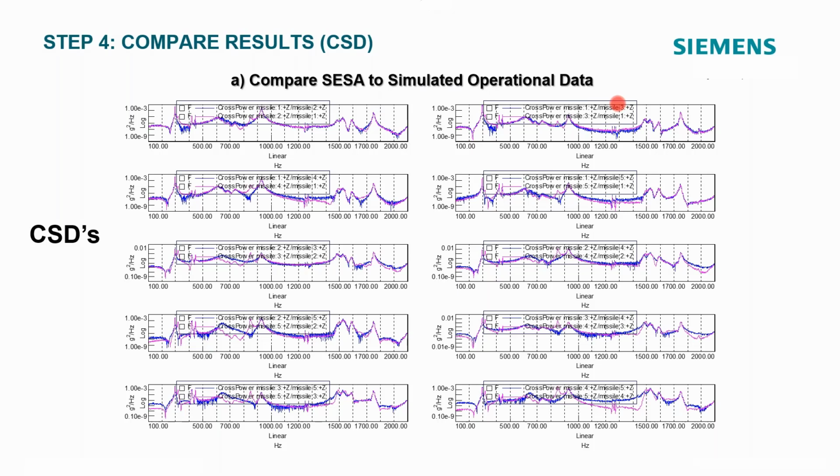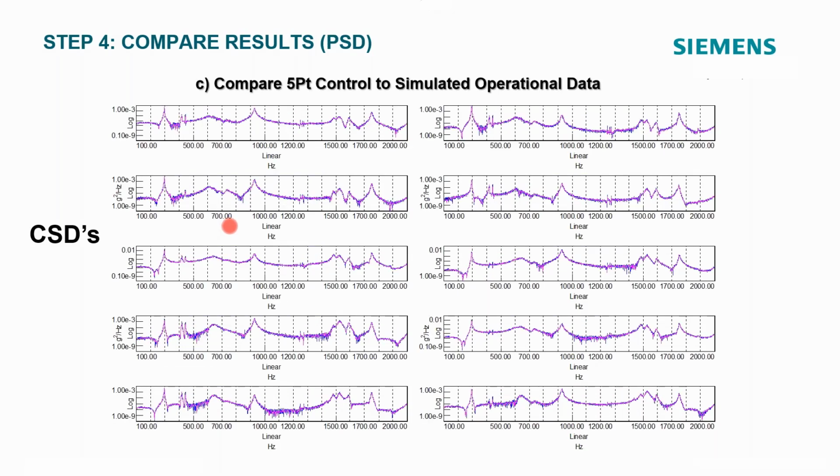In the first case we've got good control between shaker 1 and point 1, but if we look at the CSDs between all those other points, we can see some severe over testing and under testing at those other points. If we go to the 5-point control, simulated operational data, not only our PSDs, but our CSDs are also very well matched. And if you look at other points on the structure, even if they're not controlled, any other point around that structure will show similar results to what you see here. So that's the whole concept, the whole idea of this study.